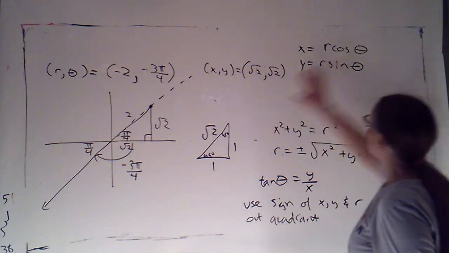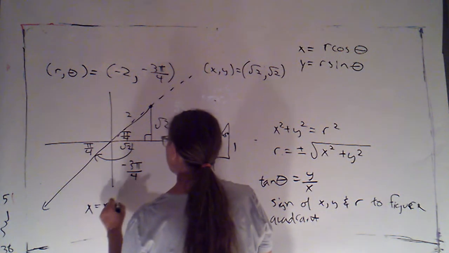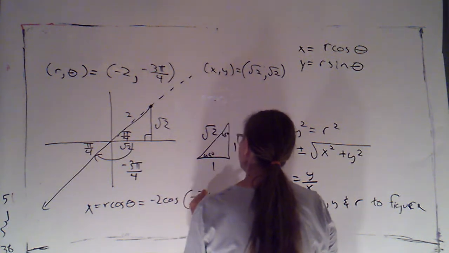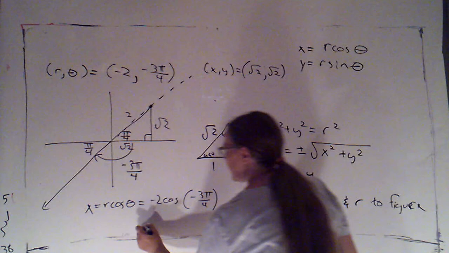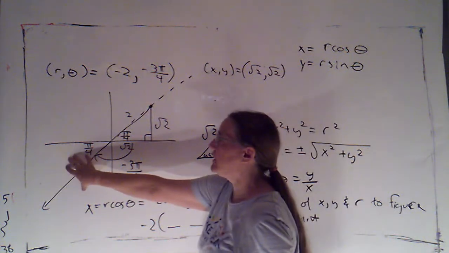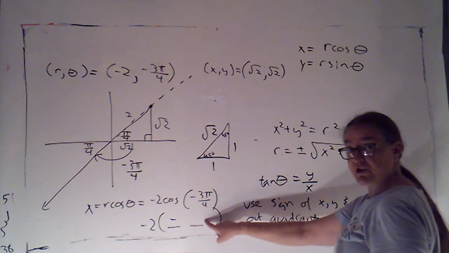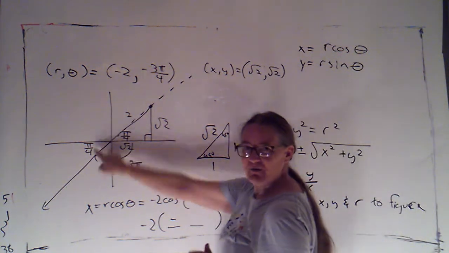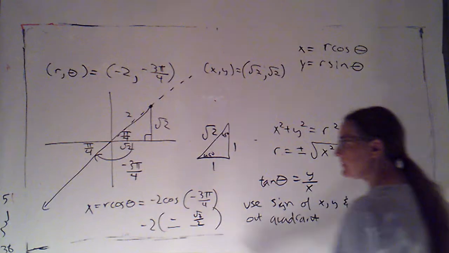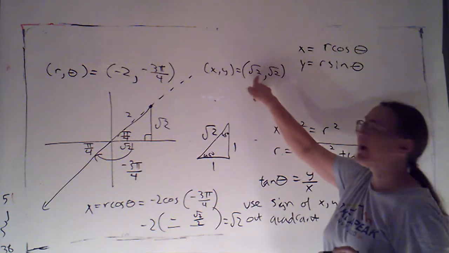Now, I could also have gotten that just from here. I could have said x is r cosine theta. That would be negative 2 times cosine of negative 3 pi over 4. And here, this is going to be a two-step process. Negative 3 pi over 4 lands here in quadrant 3, where cosine is negative. I'm going to attach to that the cosine of the reference angle, which is pi over 4. So that would be root 2 over 2. So notice the negative times the negative cancels, the 2's cancel, and I get root 2 for my x value.